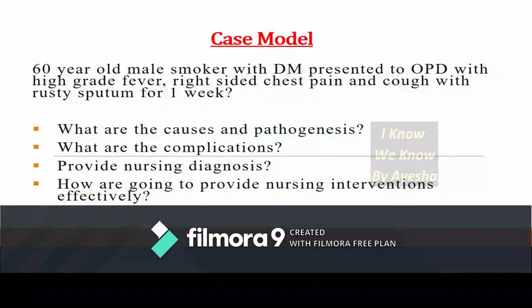When we receive a 60-year-old smoker with diabetes mellitus presenting in OPD with high-grade fever, right-sided chest pain, cough and rusty sputum for the last 1 week, for this type of condition, first of all we have to know the causes of sputum secretions, cough, chest pain, its pathogenesis and complications, so that it will help us to continue the treatment and nurses' responsibilities effectively. Hopefully the video will benefit you, so continue.